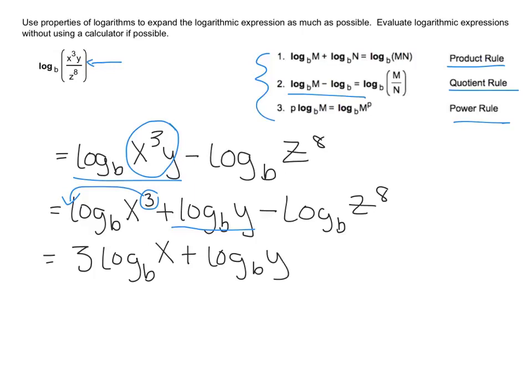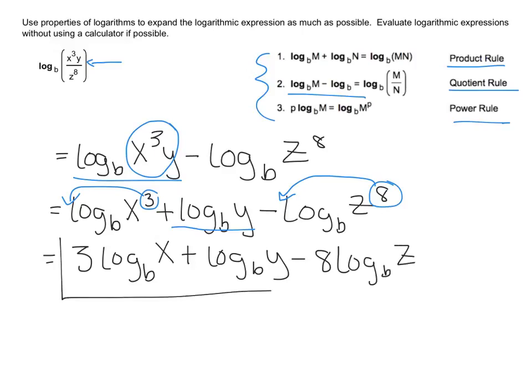Now if I look at my third logarithm, I can apply the power rule again because I have a z to the 8th power, so I can take that 8 and place it in front of the log. So I have minus 8 log base b of z. My final answer is 3 times log base b of x plus log base b of y minus 8 times log base b of z.